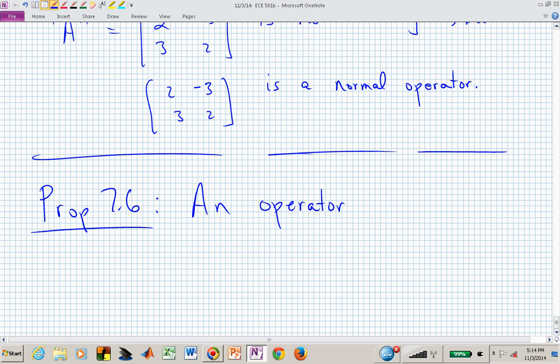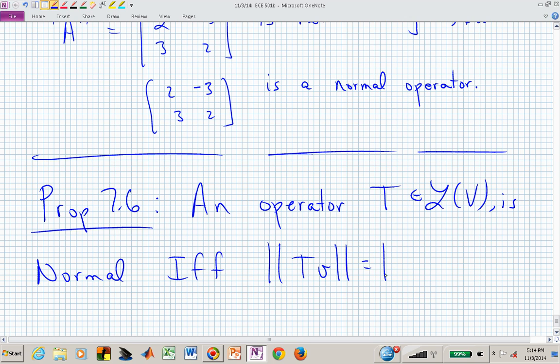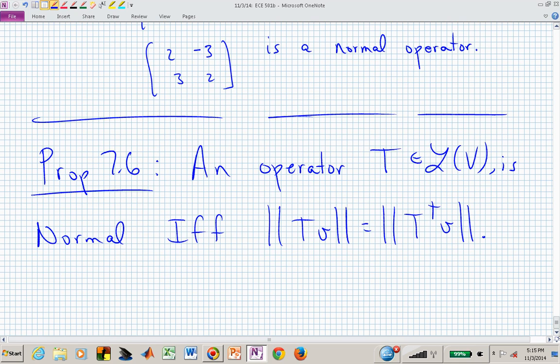An operator T on a vector space V is normal, and we now know what normal means, it commutes with its adjoint, if and only if the norm of Tv is equal to the norm of T dagger v. So if you can now show that the norm of Tv is equal to the norm of T dagger v, then you can now say, oh, that linear operator was normal because of this proposition.